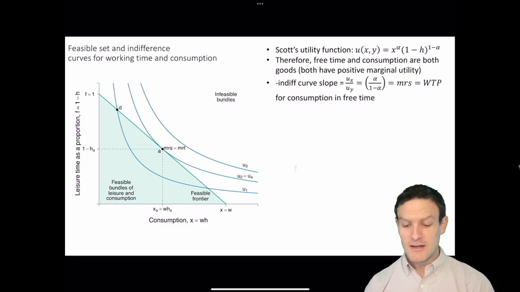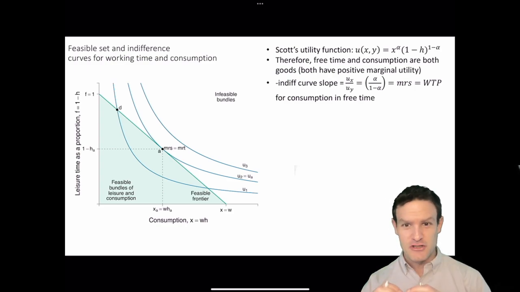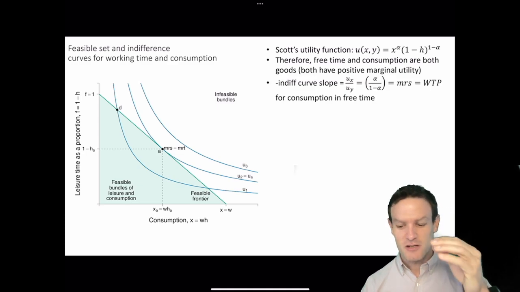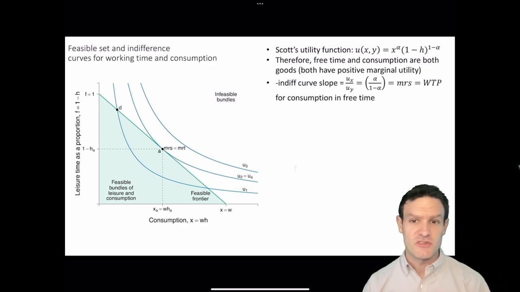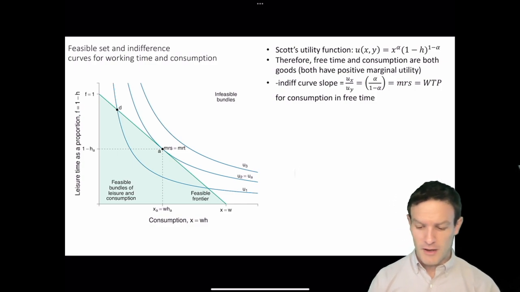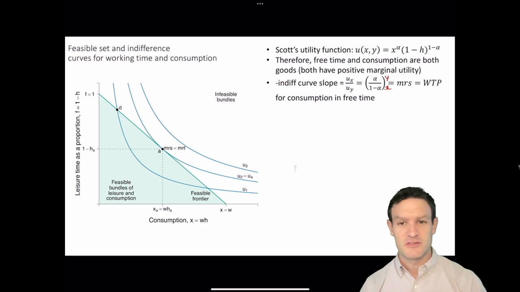And what do we also know? The indifference curve slope is equal to the ratio of the marginal utilities. So our y variable, our free time here, we take the marginal utility of that in the denominator. And we've got the marginal utility of x, here consumption, in the numerator. We take that ratio. We know that because this is a Cobb-Douglas utility function, the ratio is going to be equal to alpha over 1 minus alpha times y over x here, and that's going to equal the marginal rate of substitution, and that's going to equal the willingness to pay.